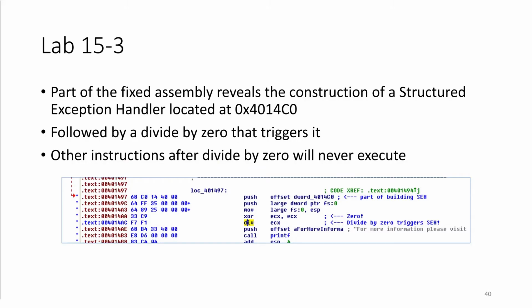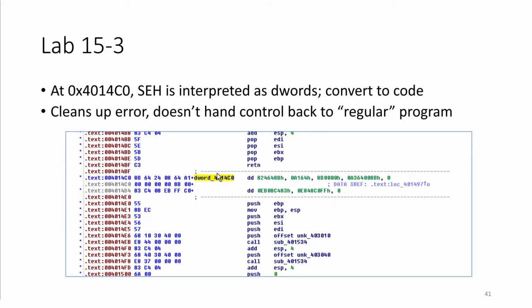The previous fix reveals the construction of a structured exception handler that's located at hex 4014C0. This is closely followed by a divide by 0 instruction that triggers the exception handler. The extra instructions after the divide by 0 are never executed, since execution is handed off to the exception handler.